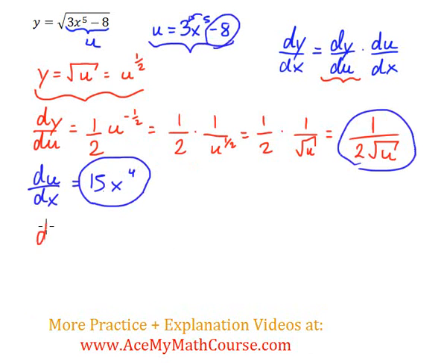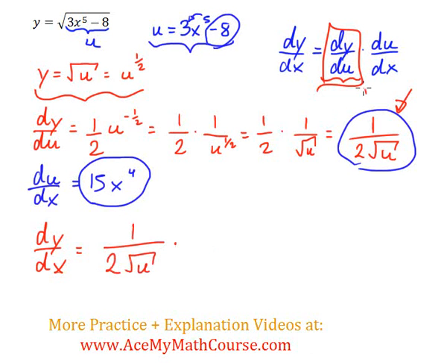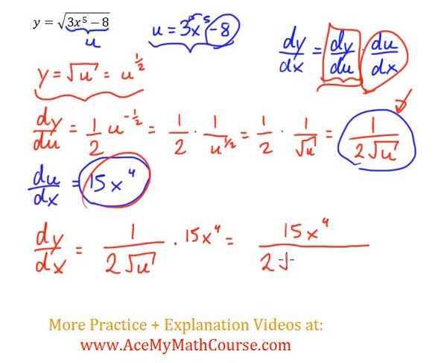to find dy dx. Why is that? Because now we have dy du, which is this. So I have 1 over 2 times the square root of u, and multiply by du over dx, which is 15x to the power of 4. Now I'll multiply them. So 1 times 15x to the 4 is just 15x to the 4, all over 2 times the square root of u.